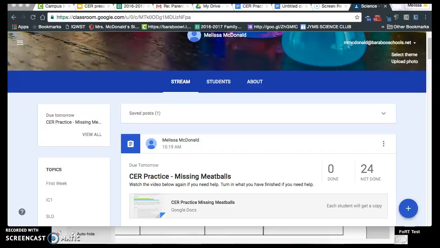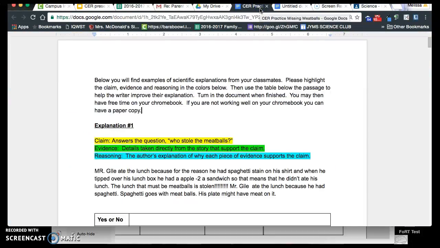Hi students, you're going to start class today by logging in to Classroom and finding this assignment, CER Practice Missing Meatballs. When you click on the assignment, you should have a link to open a document that says CER Practice Missing Meatballs. When you open the practice document, it should look like this. This is going to be your job for the day.